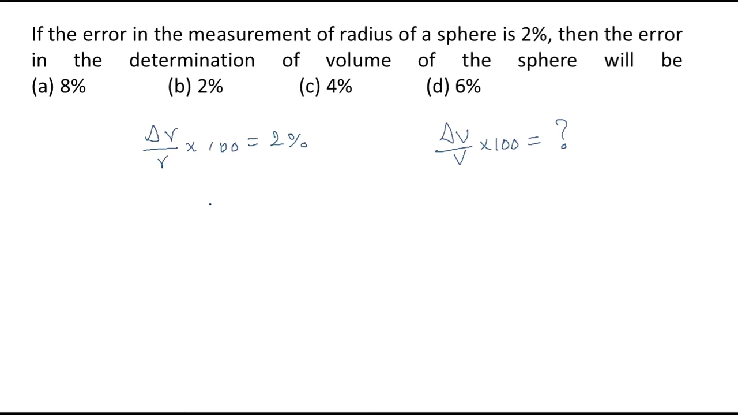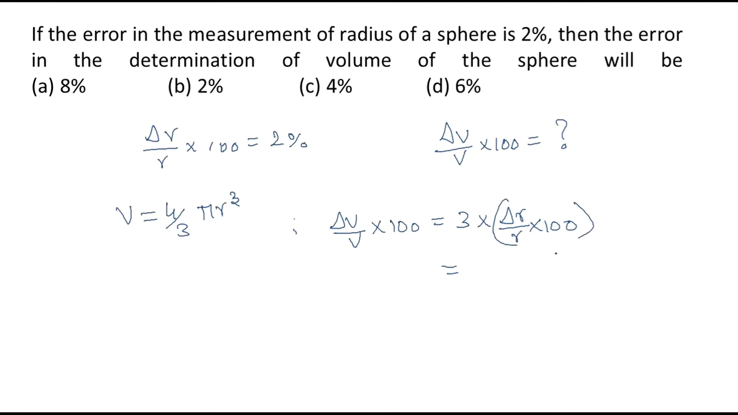So we know the formula for how to denote the percentage error in volume in terms of radius. We know the formula V equal to 4 by 3 pi r cube. For percentage error, del V by V into 100 is equal to 3 into del R by R. In the question they have already given del R by R into 100. So 3 into 2% is equal to 6%. This is the percentage error in volume.